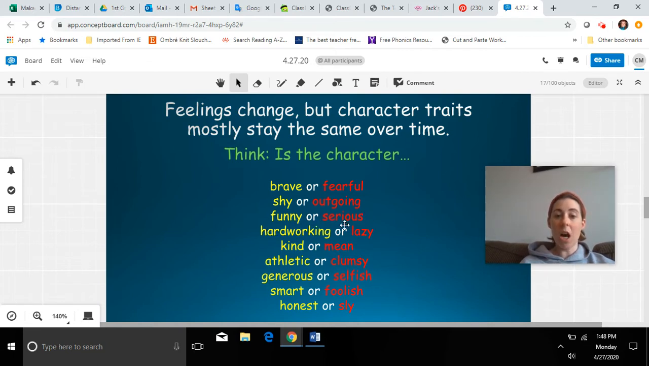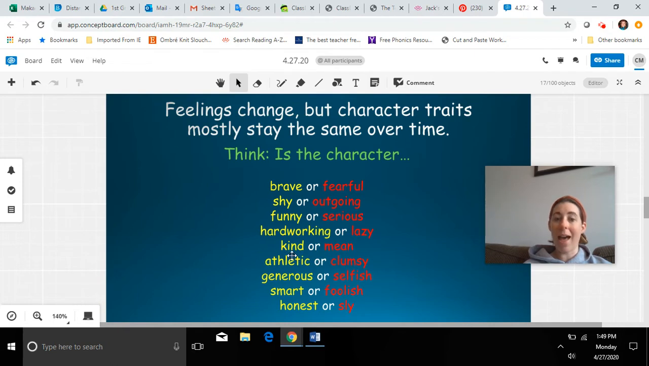Is the character hardworking or lazy? You try those. Hardworking, lazy. Someone who is hardworking always tries their best. Okay, someone who is lazy doesn't want to do a lot of work. Is the character kind or mean? If someone is kind, they are nice. Someone is mean, they are not nice.